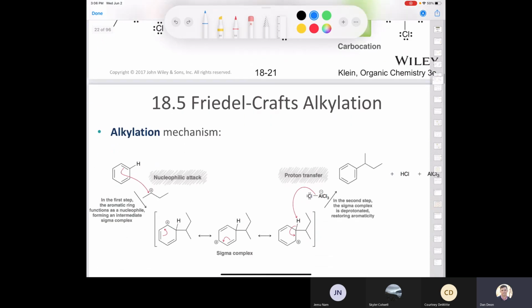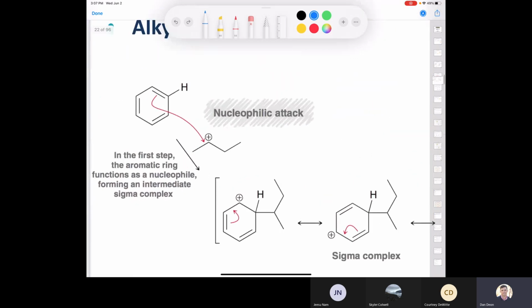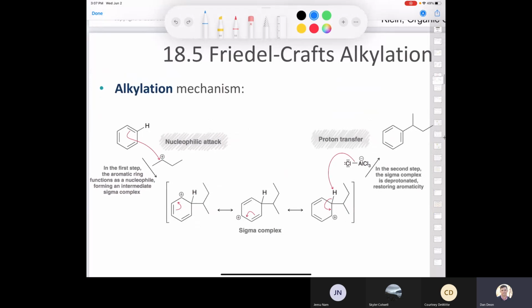Well, what happens when you expose benzene to that carbocation? What do you think? That's right, your first guess is the best one. Nucleophilic attack to produce the sigma complex, okay? And then there's going to be a proton transfer.